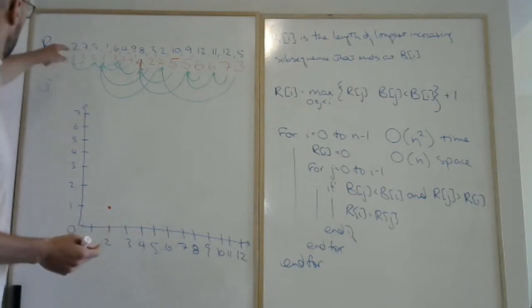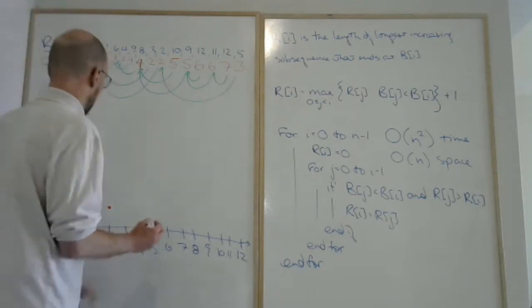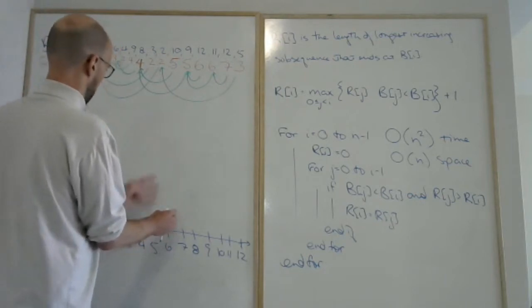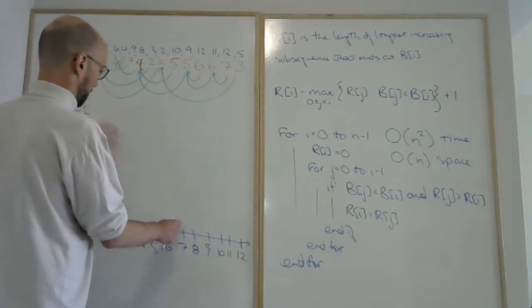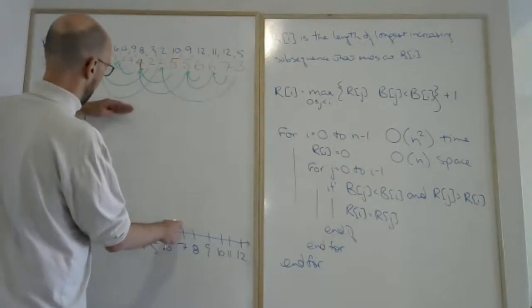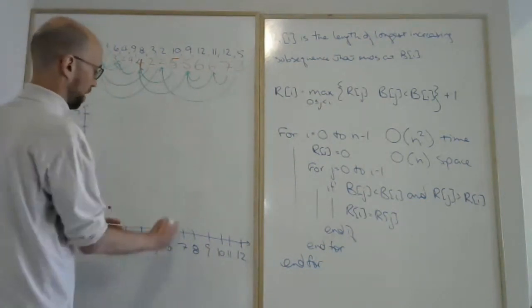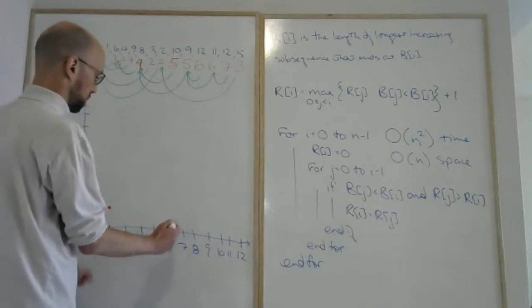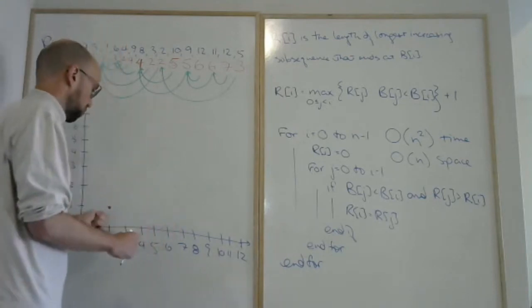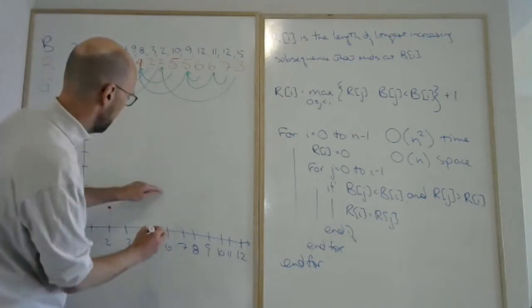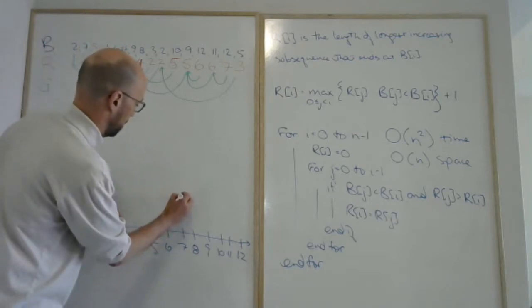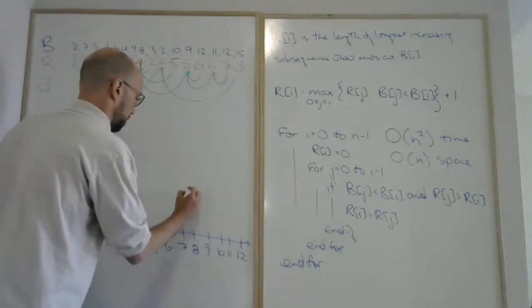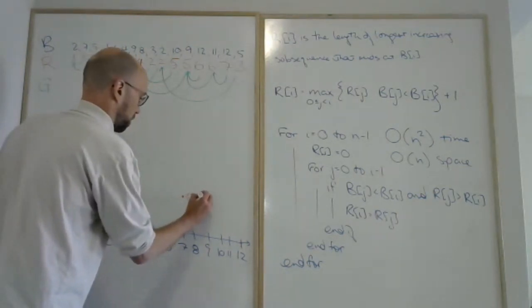Okay, then I have 7, and I say, okay, I want the biggest length of a number less than 7. So I'm asking for the highest point to the left of 7, which is 2, which is this 2, 1. So I take this 2, 1, and then I'm going to put a dot here. And this is 7, 2.